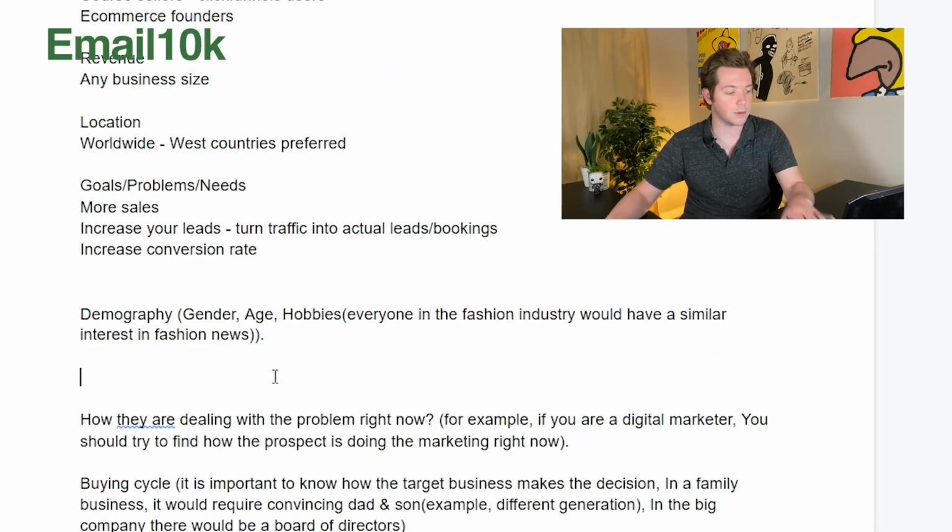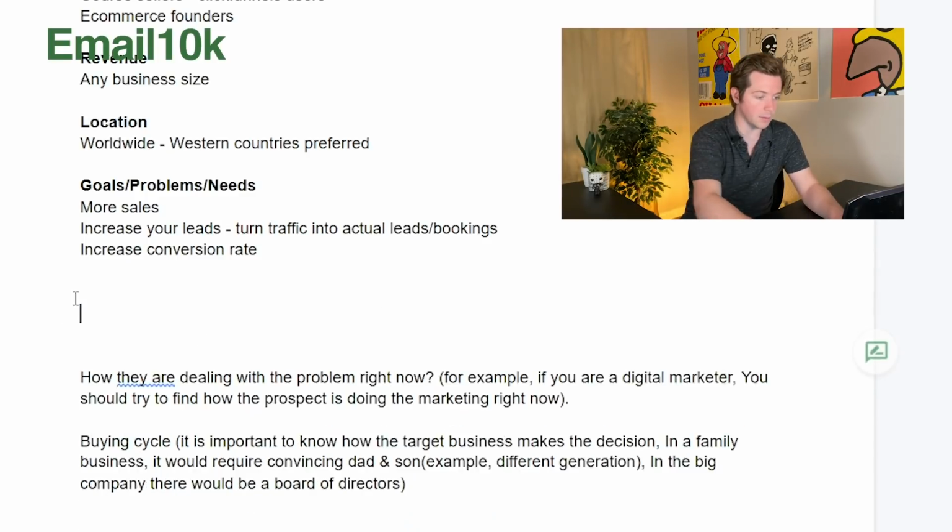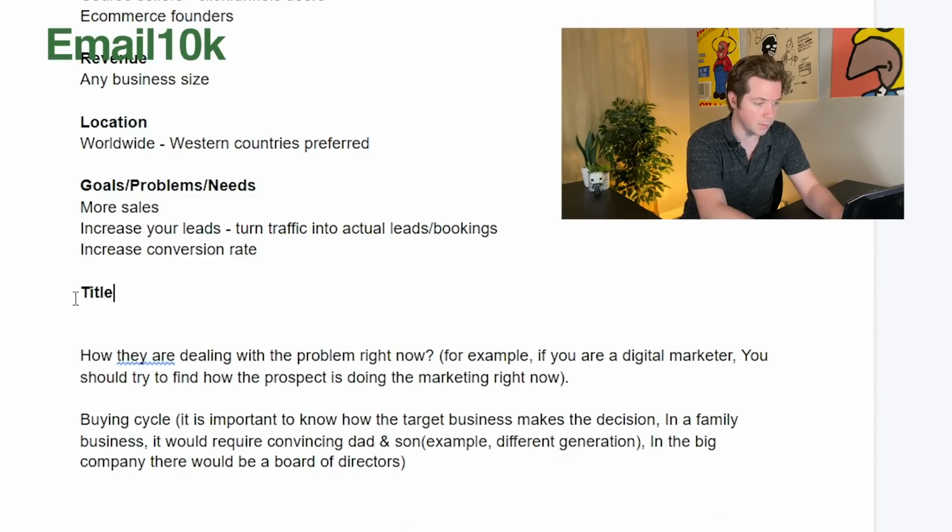Now you talk about demography, so gender, age, hobbies. Everyone in the fashion industry would have similar interest in fashion news, right? That's the example that Dave or Ankit or somebody on the team wrote. So gender, I mean, it's going to be any gender, any age, any hobbies. So I would actually say instead of demography, I would go with job title.